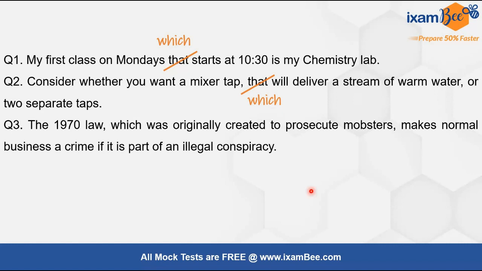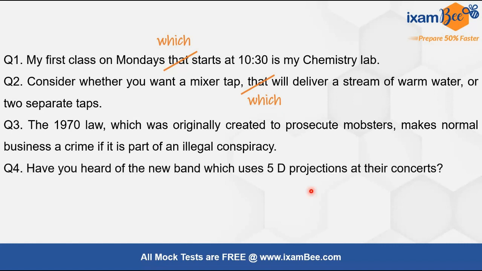Now let's see another such sentence. This says, have you heard of the new band which uses 5D projections at their concerts? Now the clause which uses 5D projections is telling us specifically about this band. If we remove this part, we will not know which particular band they are talking about. So this is an important clause. This is a restrictive clause and thus it will use that.